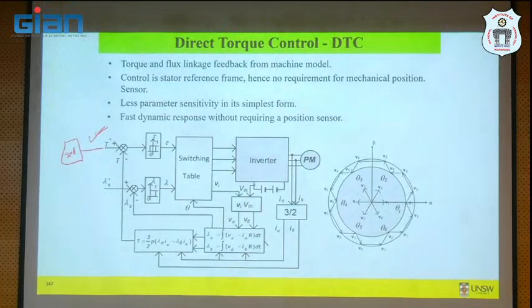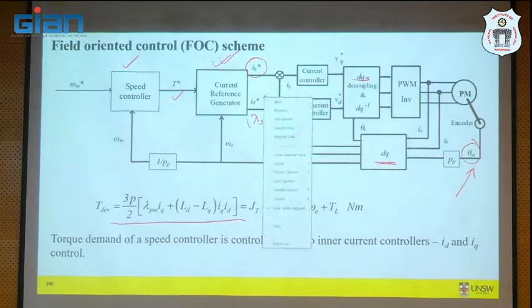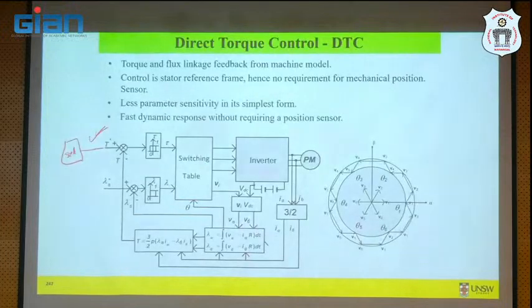So in FOC, we have this torque, but we are controlling this torque via this IQ current. And we also actually have flux control here, but the flux is in this case controlled by ID current. Okay? So we are doing indirect torque and flux control in FOC. Whereas in DTC, your command is a torque, and torque and flux are direct command to your controllers. Okay?